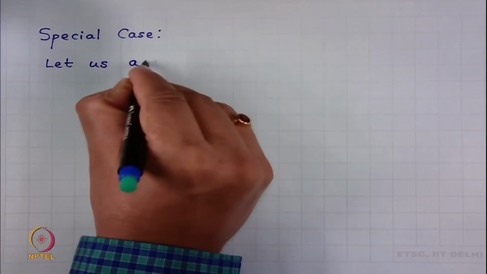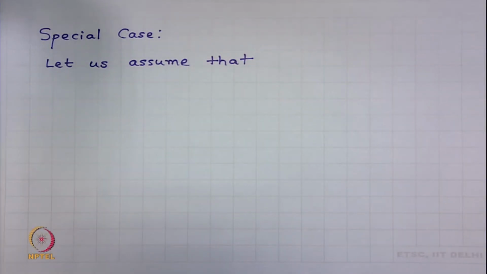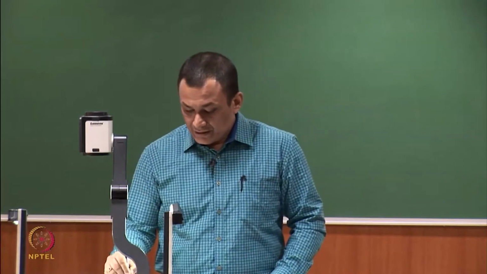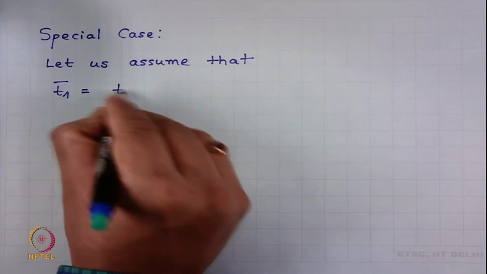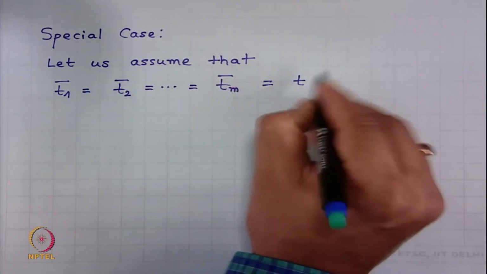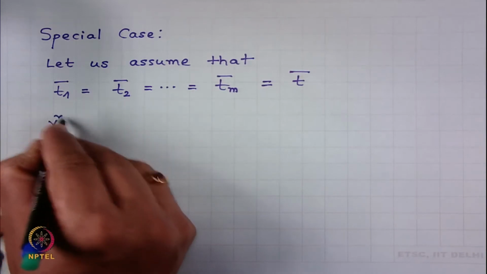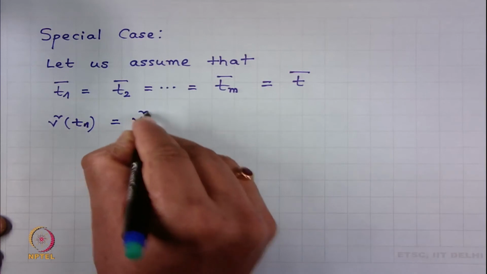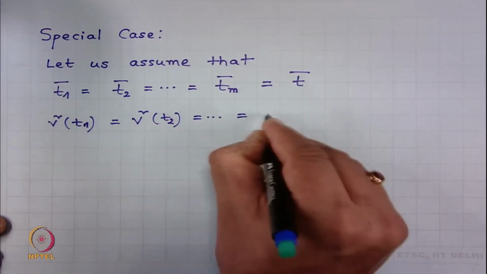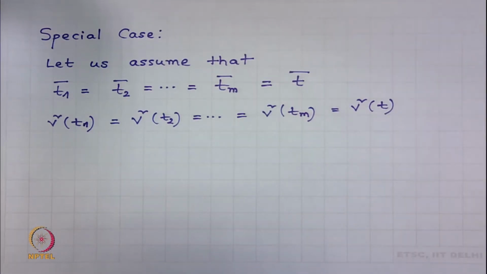Let us assume that all fibers are same. That means, T 1 bar is equal to T 2 bar is equal to T bar. Then their CV will also be same. So, they become constant, right.